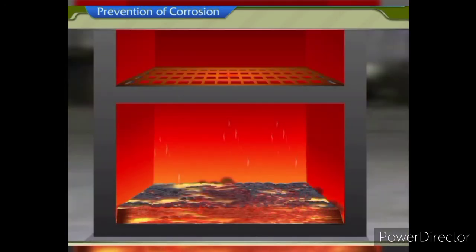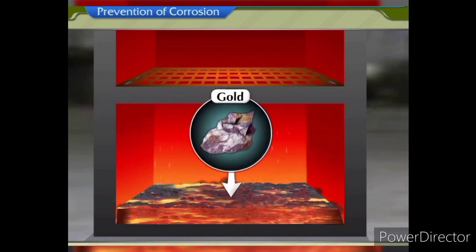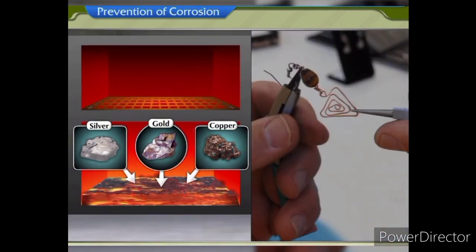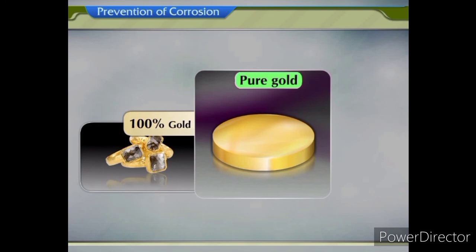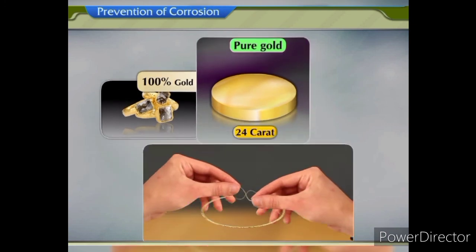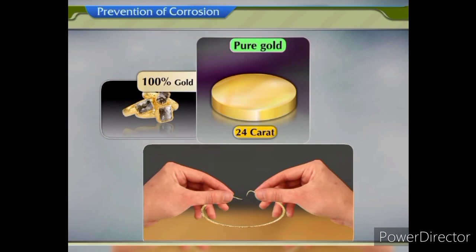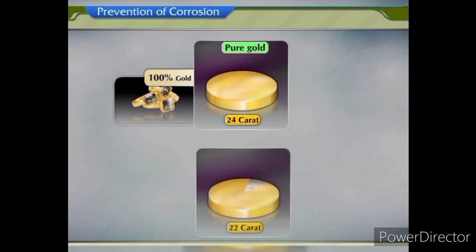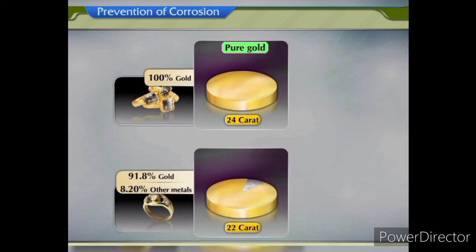What are the alloys of gold? Gold is alloyed with small amounts of silver or copper to make it hard and suitable for making intricate designs. Pure gold is said to be 24 carats. It is soft and hence not suitable to make jewelry. Generally in India, gold ornaments are made using 22-carat gold, which contains 22 parts of gold and 2 parts of copper or silver.